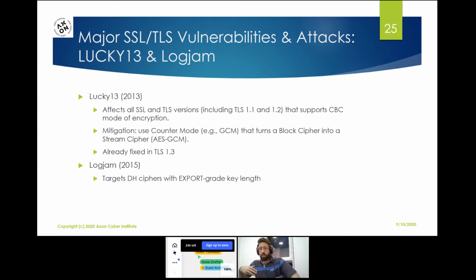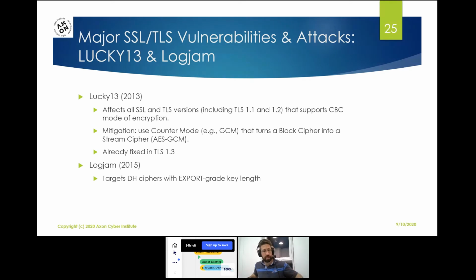Finally, there are less common attacks and vulnerabilities for TLS, and these are Lucky 13 and Logjam. Okay, just quickly, Lucky 13 was discovered in 2013, and it affects mostly SSL and TLS versions. Basically, it targets symmetric encryption algorithms that work as block ciphers. Block ciphers have a lot of vulnerabilities, as we have seen in BEAST and POODLE. And Lucky 13 also exploits the block cipher.